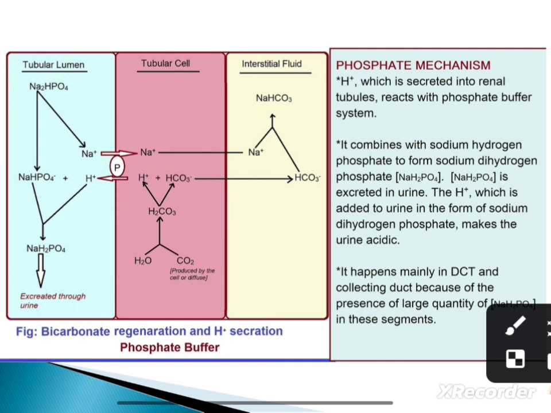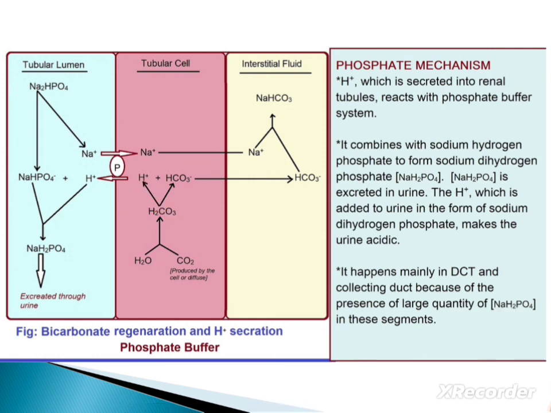So now they form carbonic acid, which dissociates into hydrogen and bicarbonate. That means here bicarbonate regeneration occurs. Now sodium and bicarbonate both enter into the blood. So from the phosphate buffer, like the ammonia buffer, excretion of one hydrogen and regeneration of bicarbonate occurs.